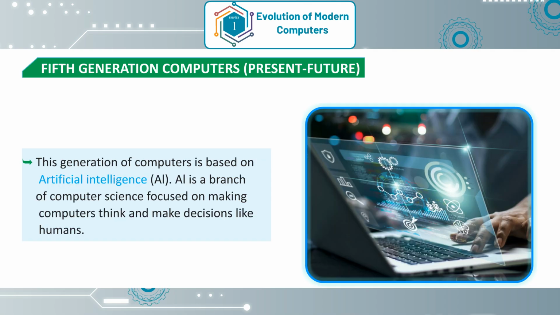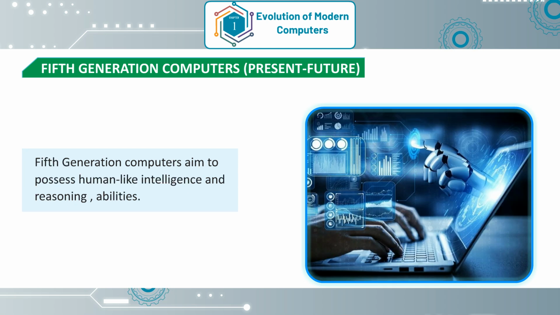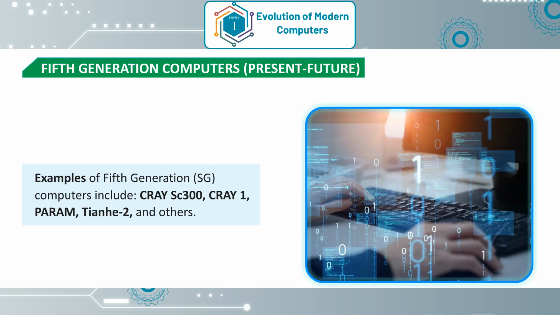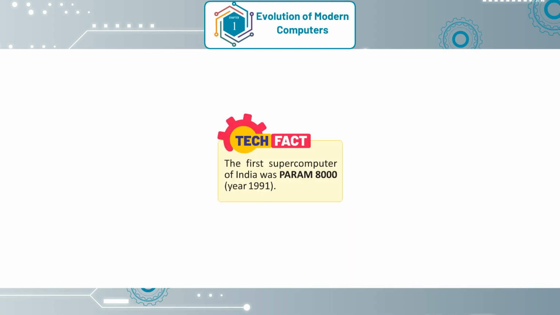This generation of computers is based on artificial intelligence, AI. AI is a branch of computer science focused on making computers think and make decisions like humans. Fifth-generation computers aim to possess human-like intelligence and reasoning abilities. These computers are still in the development stage. Examples of fifth-generation computers include Cray XC30, Cray-1, PARAM, Tianhe-2, and others.